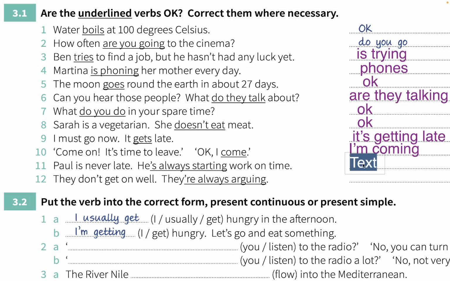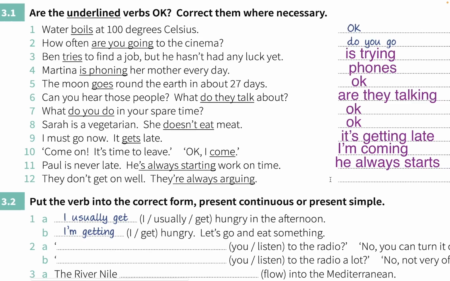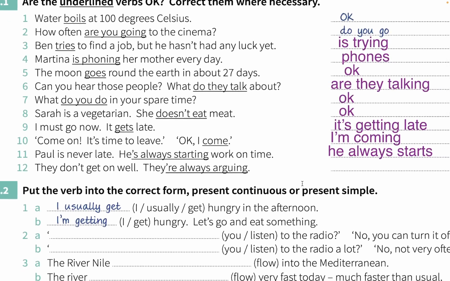So this is already correct? No. For number 11 we use the simple, because he is never late, so he is always on time. So for number 11, he always starts work on time. We don't need the ing, we don't need the continuous, because here he is permanently, or always, arriving on time. Okay? But if you still don't understand, that's fine, because we're going to look back at it later. Yes?